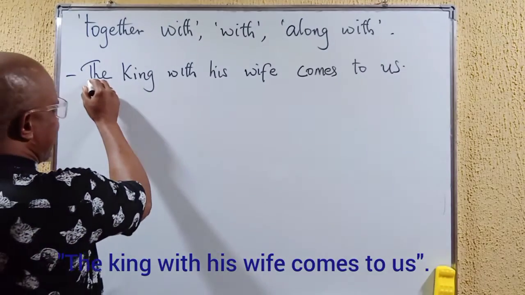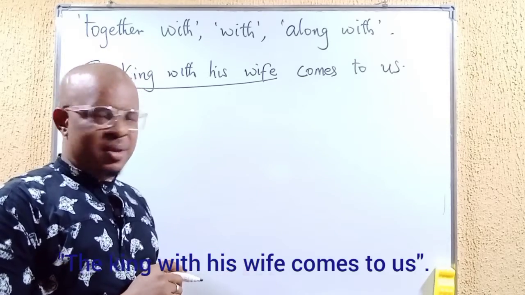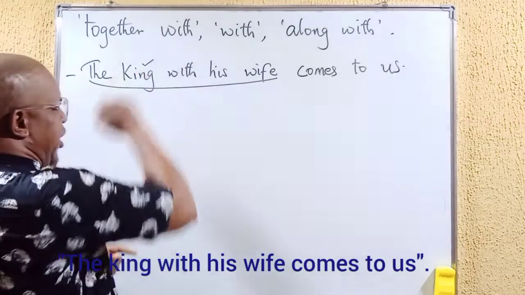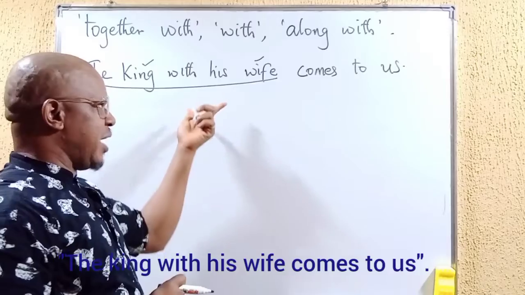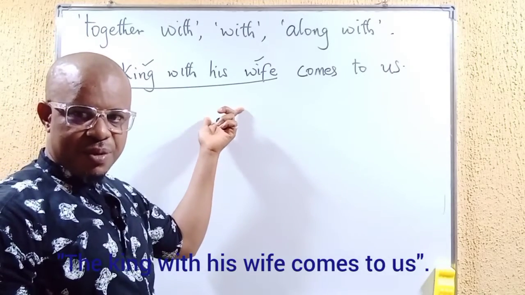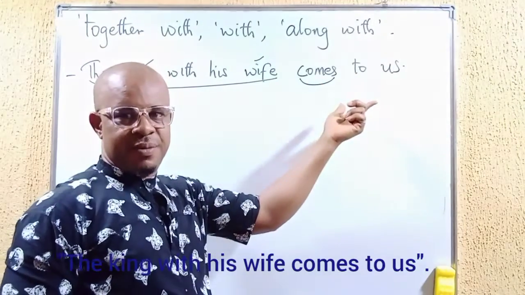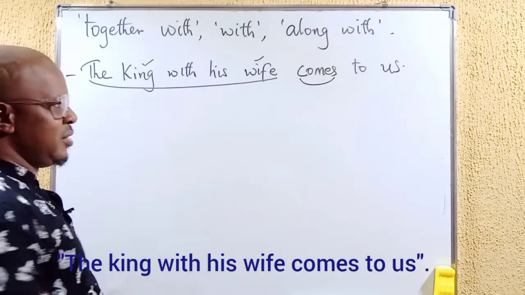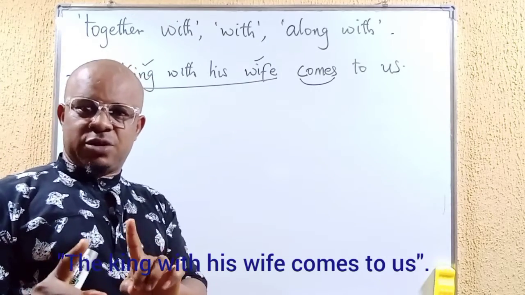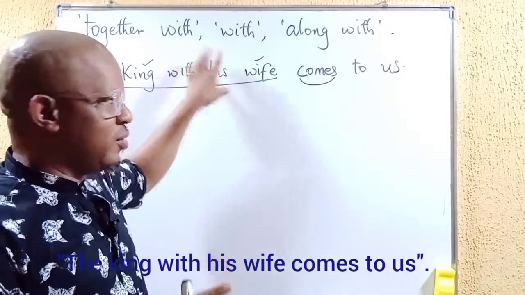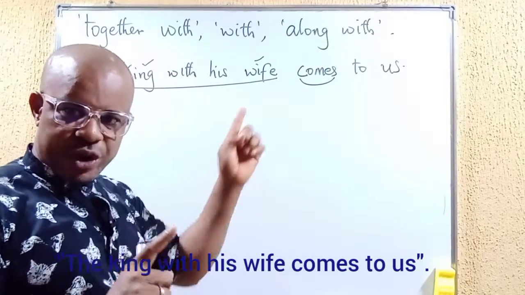Now, someone could look at this and consider the king with his wife to be a kind of plural subject. Of course, we are talking about the king and his wife, both of them joined together. Now, if both are joined together, does it mean they are plural? Look at the subject and the verb: comes, which is a singular verb. Normally, when we consider the rule of concord, part of it says that when the subject is plural, the verb must be plural. But in this case, we have a singular verb. That's what we need to take note of.